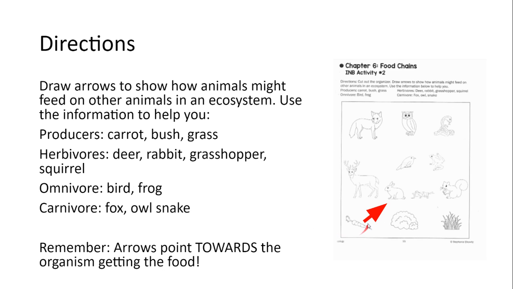energy. So for example, I could draw an arrow from the carrot towards the rabbit, and then from the rabbit up to, I guess this is a fox, so up like that. Or I could draw an arrow from the grass up to the squirrel, and then from the squirrel up to the snake. So you're just drawing all of the possible food chains that could exist in this ecosystem. So with all of these animals.